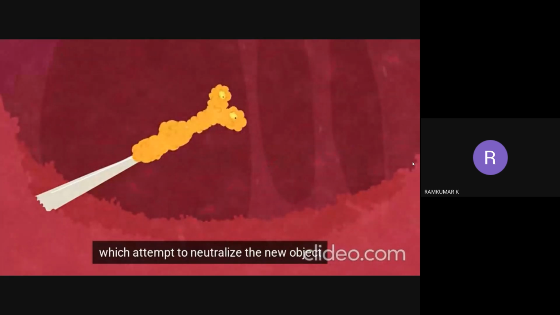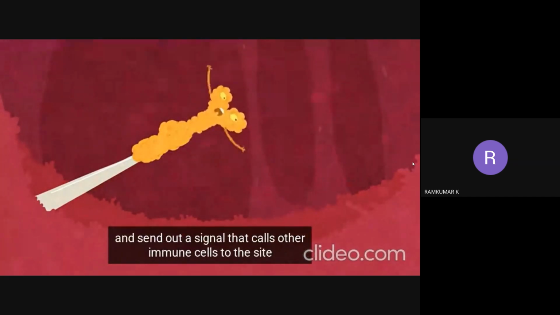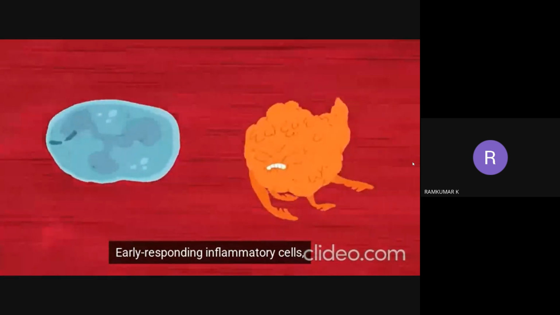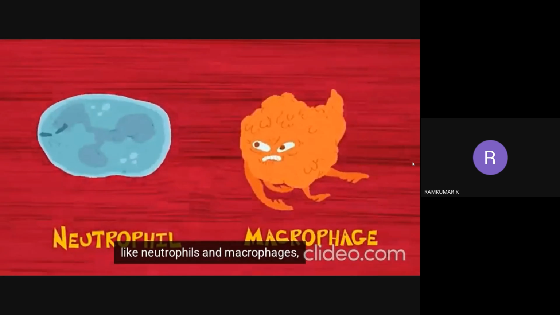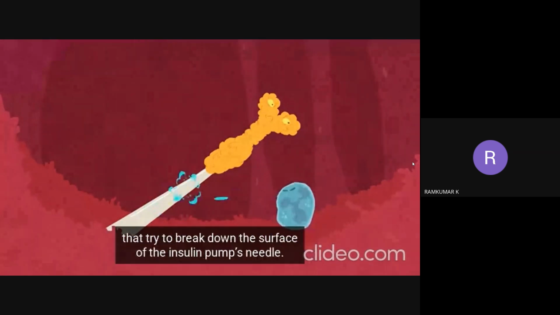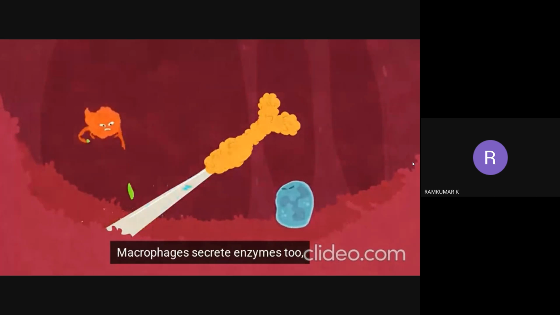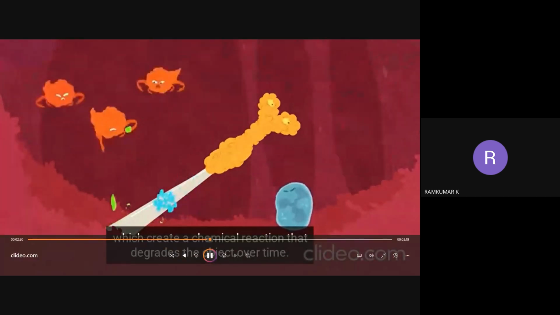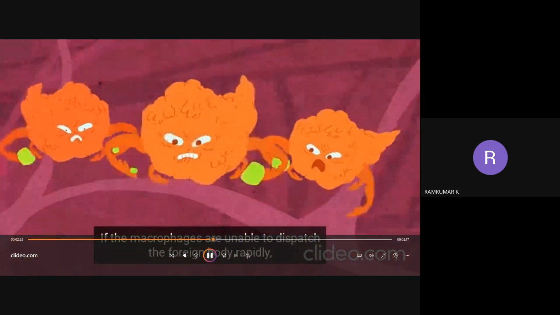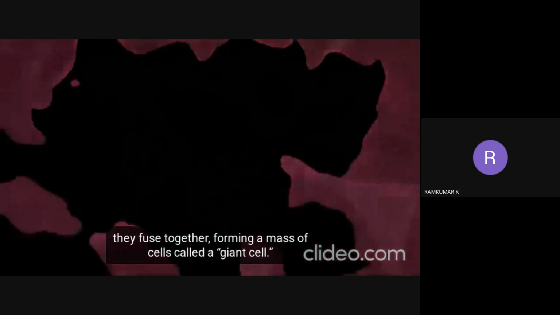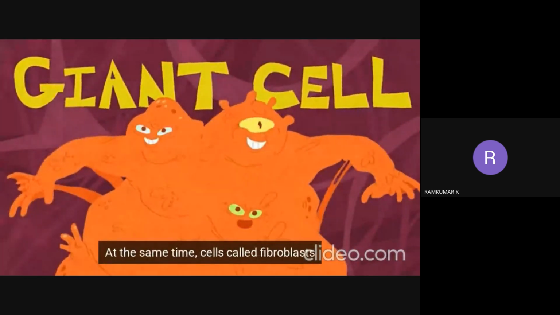The antibodies will stick over the body, and it will give a signal to the other immune cells. So all the white blood cells or immune cells, like the macrophages and neutrophils, will start releasing enzymes to degrade the materials. Here you can see. If it is not possible, everything will join together and form giant cells.